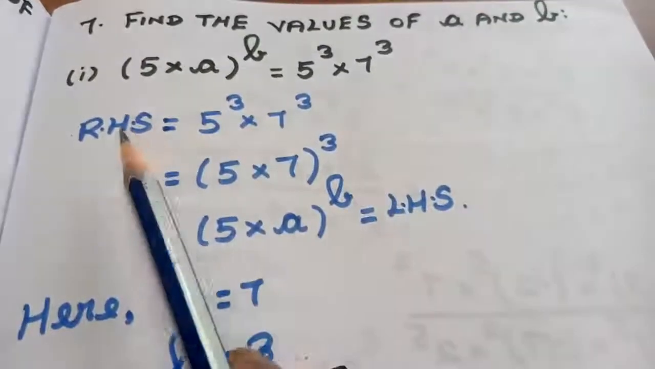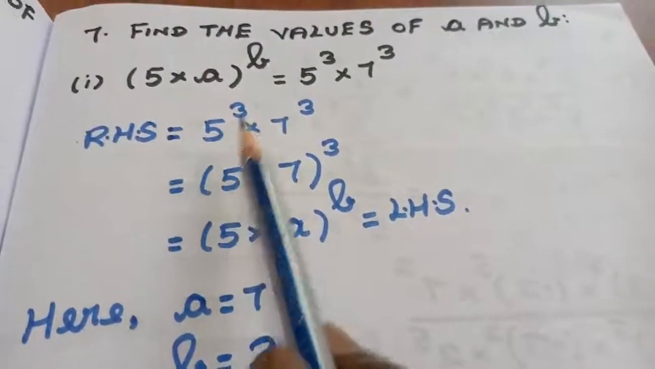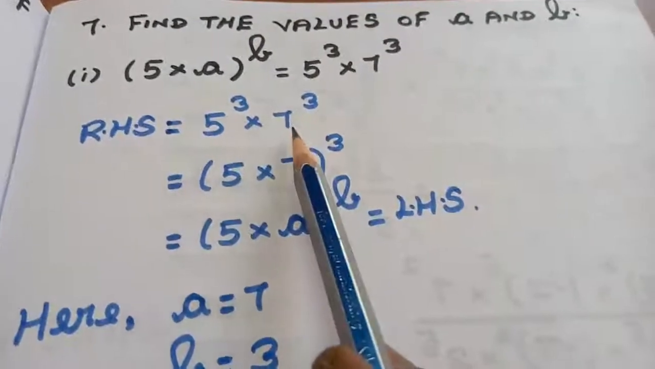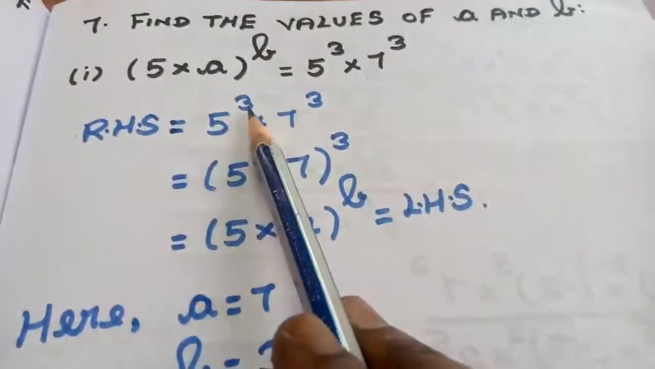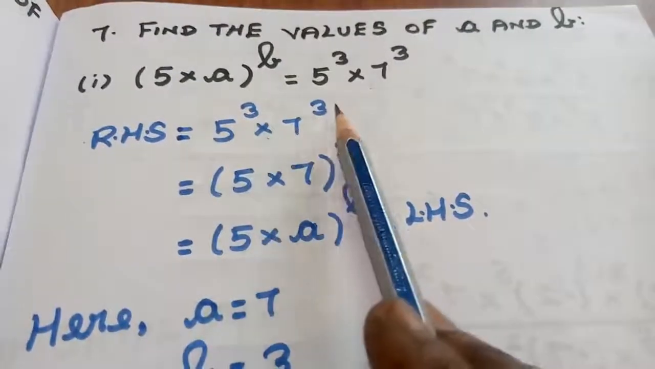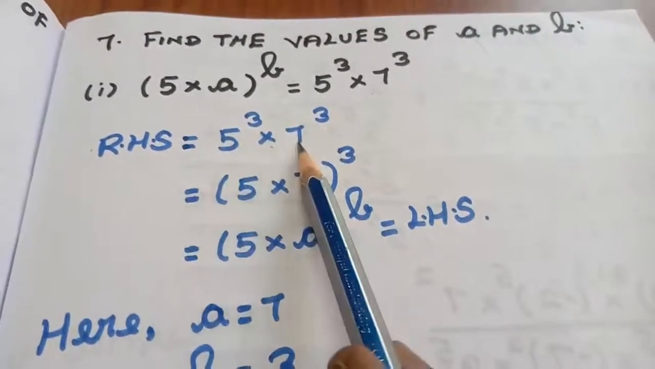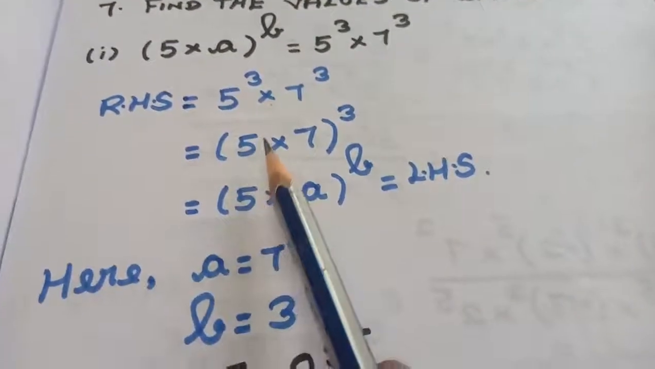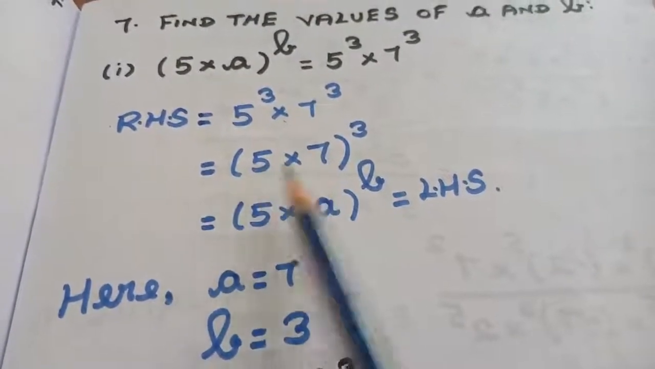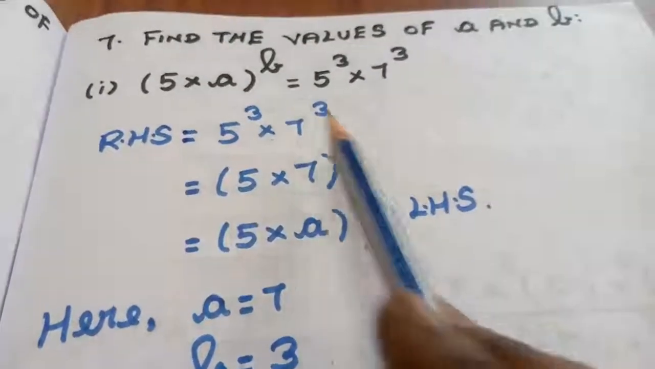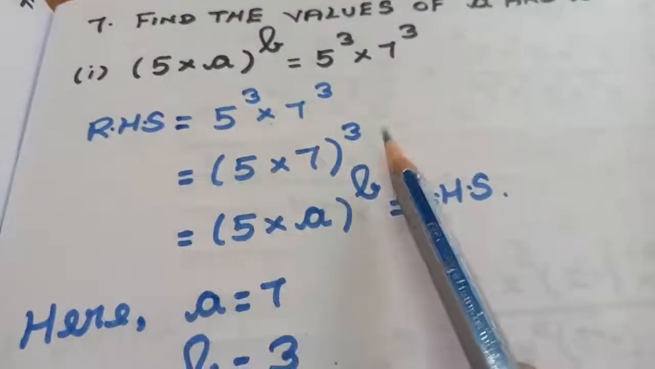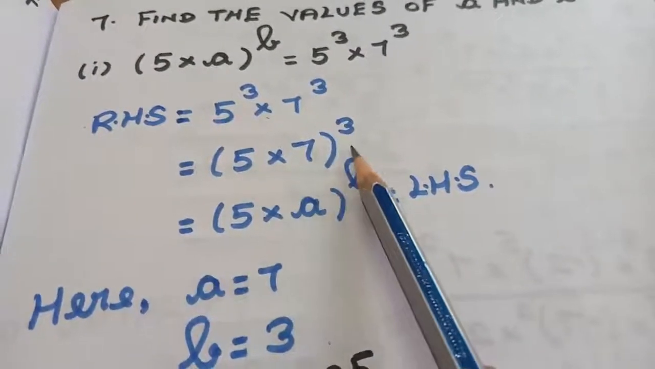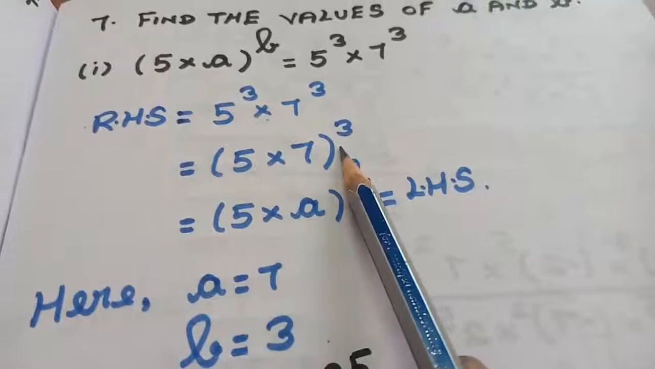So I am going to take the right hand side part, 5 to the power 3 into 7 to the power 3. If you observe, in this case it is of the form A to the power m into B to the power m. Bases are different, power is same. So I am going to write it in this form: 5 into 7 whole to the power 3. That is, this 3 I am writing as whole to the power 3. Then I am not going to simplify and find the answer here, students. I am just going to keep it as it is.